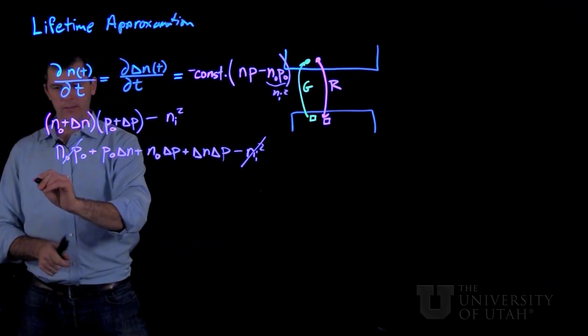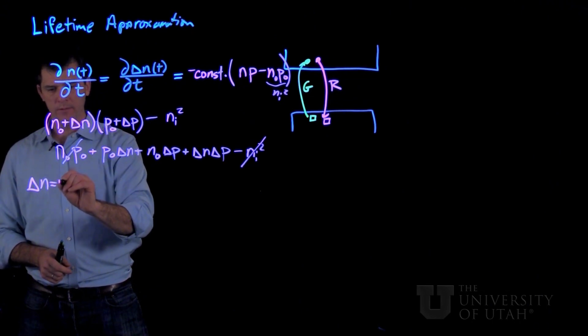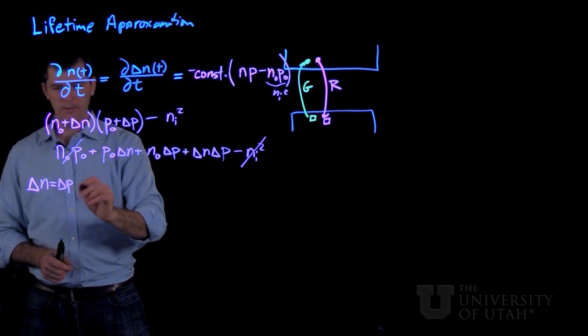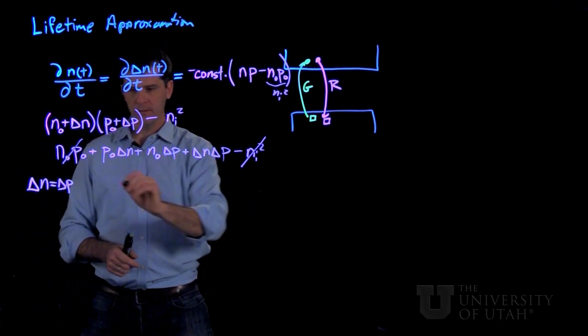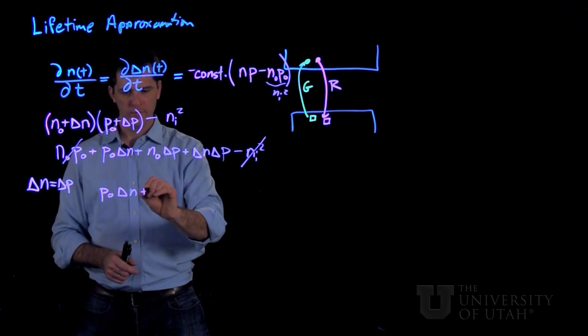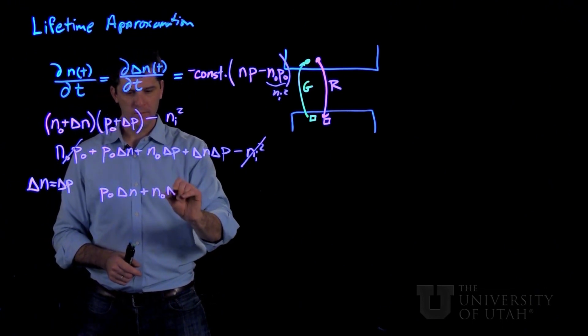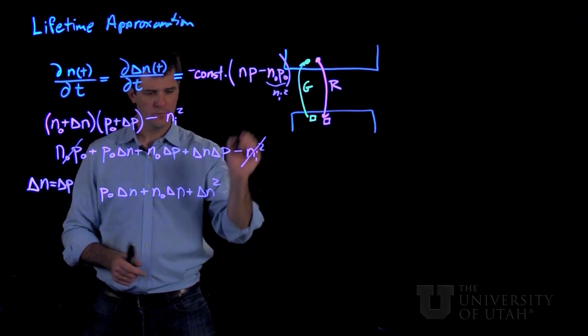So in the next line, I'm going to use the idea that our delta n and delta p are going to be the same, and then substitute in here. So we have p naught delta n plus n naught delta n plus delta n squared.